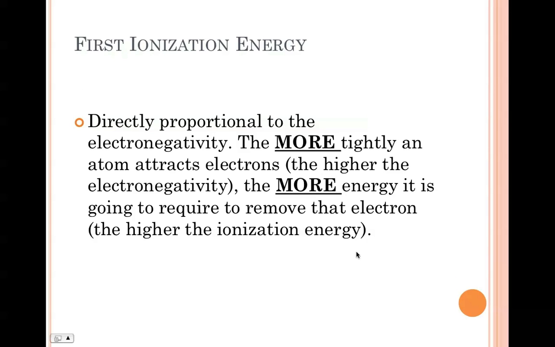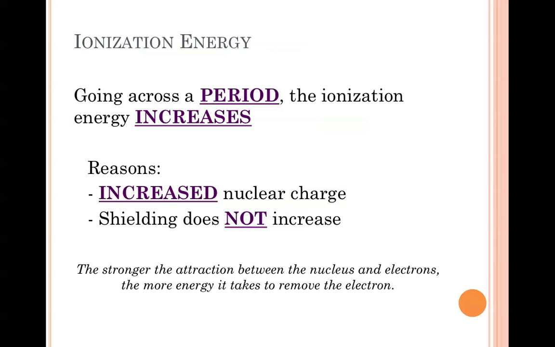So first ionization energy is directly proportional to electronegativity. The more tightly an atom attracts electrons, thus the higher electronegativity, the more energy it's going to take to remove that electron, and thus the higher ionization energy. So as electronegativity increases, ionization energy increases as well.